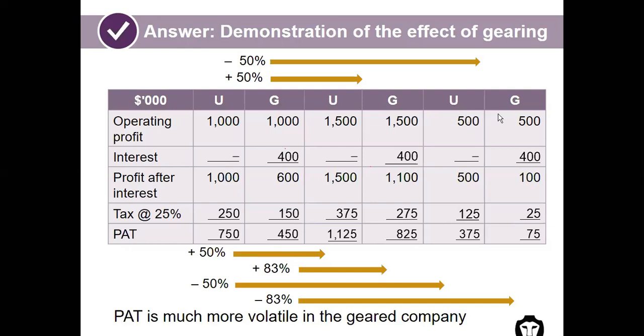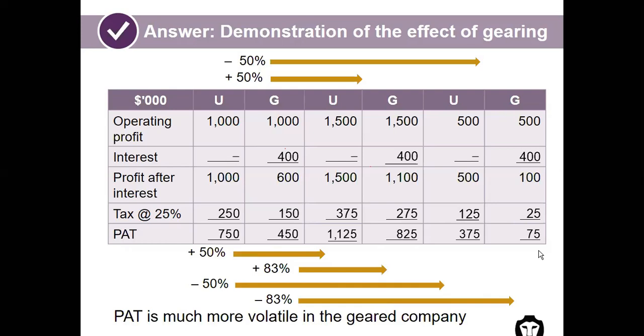Now let's decrease it. So geared company, I decreased to 500, ungeared I decreased to 500, and then we pay interest and taxes. Pay attention that you were here at 750, you come down to 375, which is a 50% reduction. You become half. From 1,000 to 500, this also becomes half, from 750 to 375. But on the geared company, you see here, from 450, you come to 75.